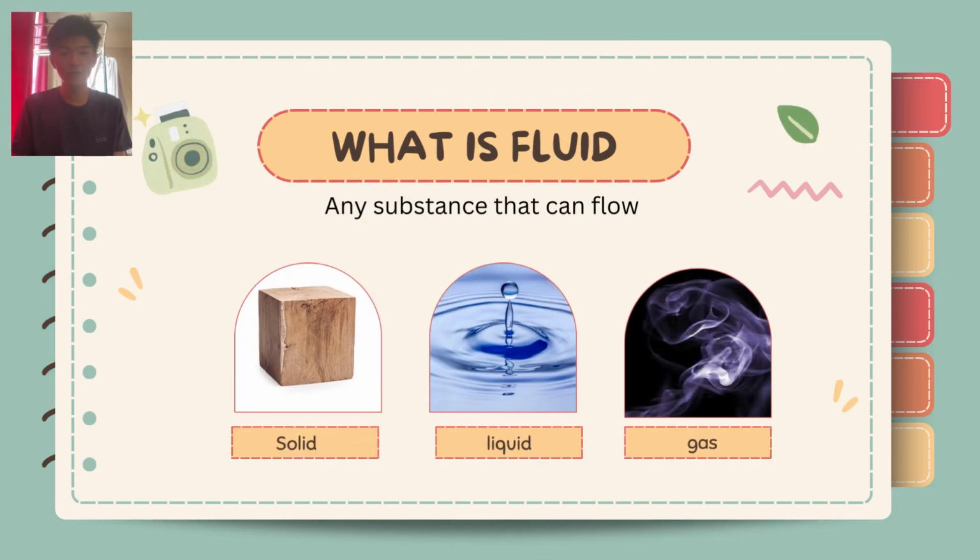First of all, let me introduce what is fluid. Fluid is any substance that can flow, for example, solid, liquid, and gas. Maybe some people will wonder how solid can be classified as fluid. However, most of the industry use the solid as the raw material, and it can flow through the pipe with the ease of some lubricating oil.